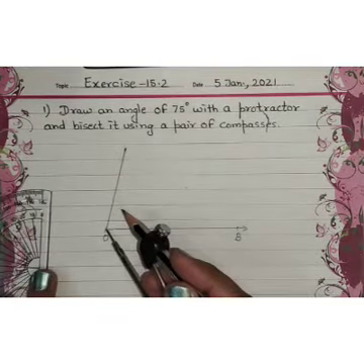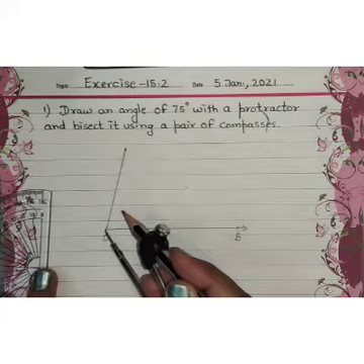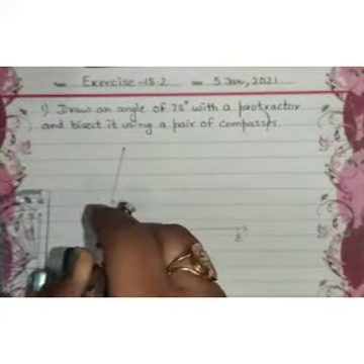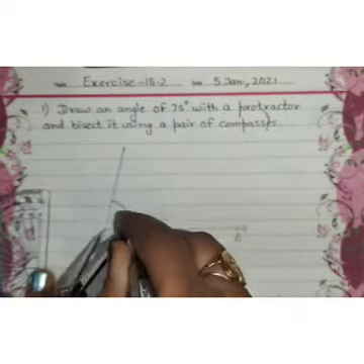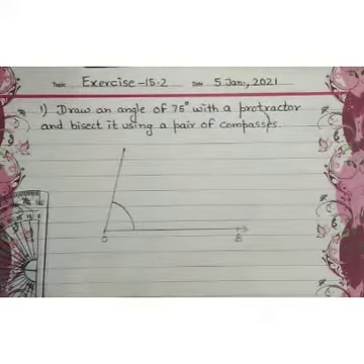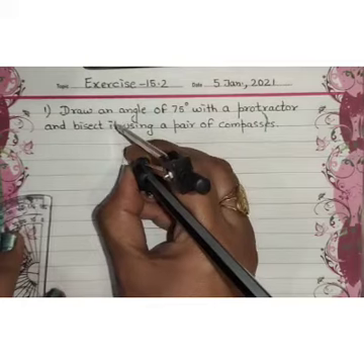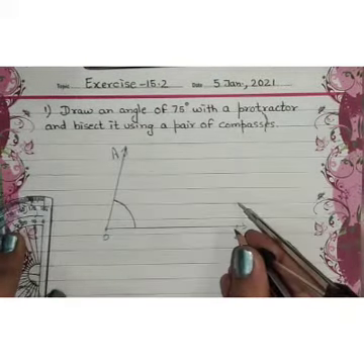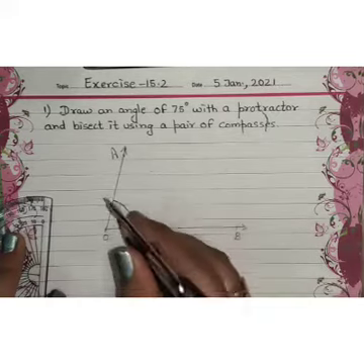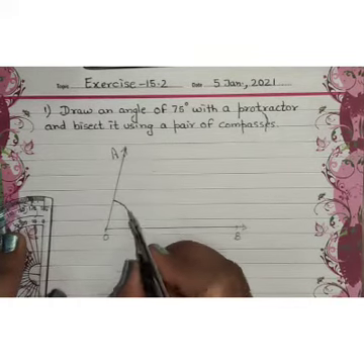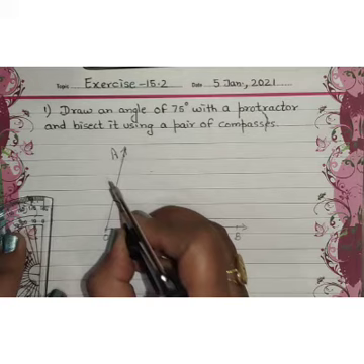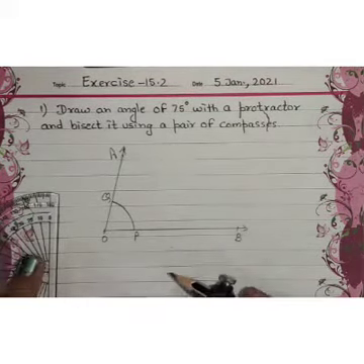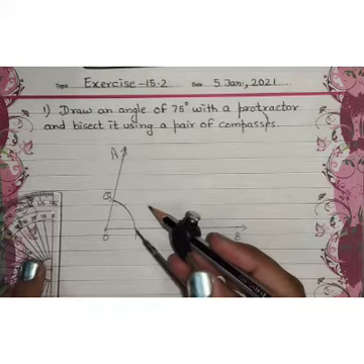Now taking O as center and small radius, we draw an arc. AOB is angle of 75 degree and this arc intersect OB at P point and OA at Q point. Now we have to bisect this angle.